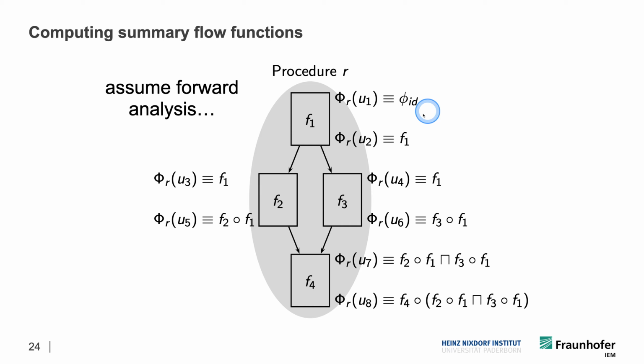And now we have these functions here that are meant to summarize the effect of the procedure. Importantly, this is the effect that summarizes the entire control flow and data flow from the beginning of the procedure through the particular program point to which this function is annotated. So if I look at this function here at this location U7, then it's summarizing the entire effect from here to there.